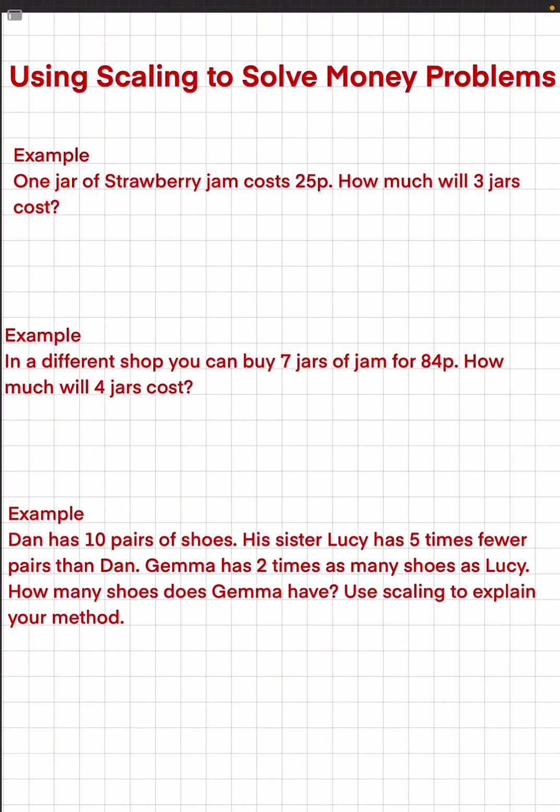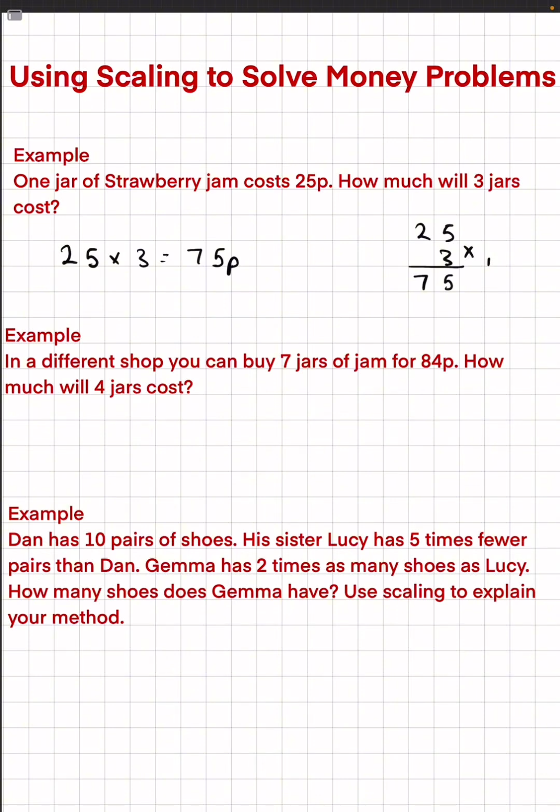In this clip, we're going to use scaling to solve money problems. Here is an example. It says 1 jar of strawberry jam costs 25 pence. How much will 3 jars cost? The calculation is 25 multiplied by 3. To work this out, we can do 3 times 5, which is 15. Put the 5 down, carry the 1. 3 times 2 is 6. Add 1 is 7. So the answer is 75 pence.